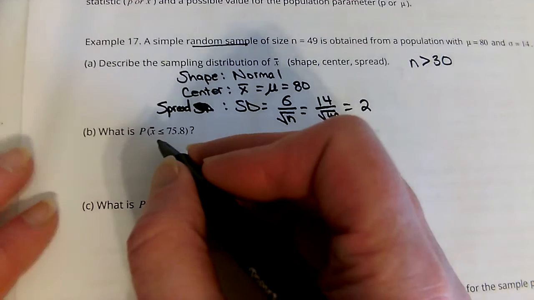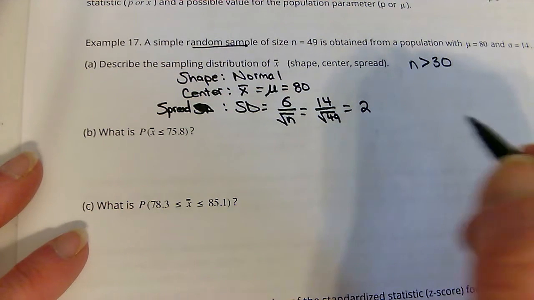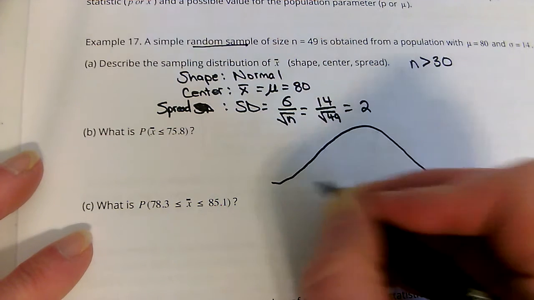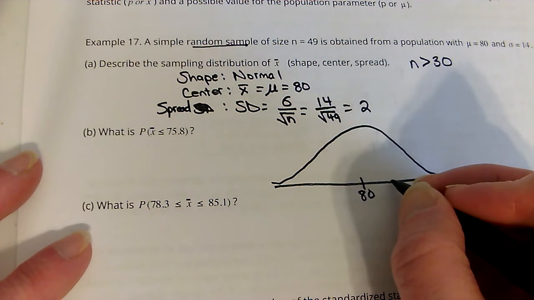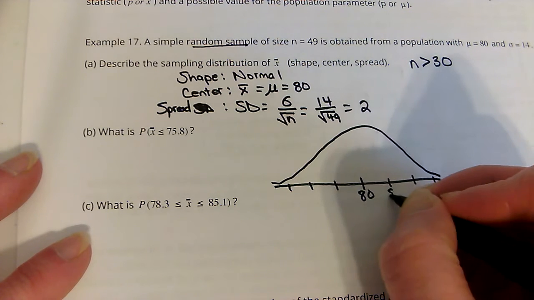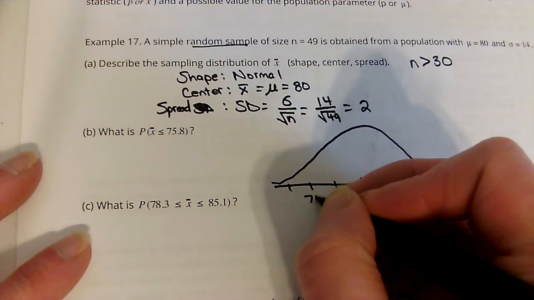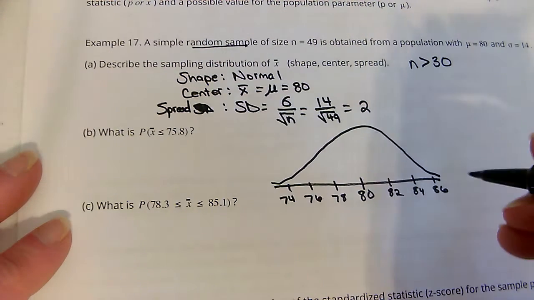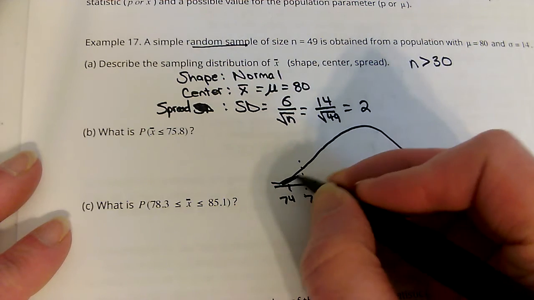Now, what is the probability that a mean from a sample is going to be less than 75.8? Well, let's think about what this distribution would look like. The mean is 80, and our standard deviation is 2. So 82, 84, 86, 78, 76, 74. Probability of being less than or equal to 75.8, that'd be just this little tail, wouldn't it?